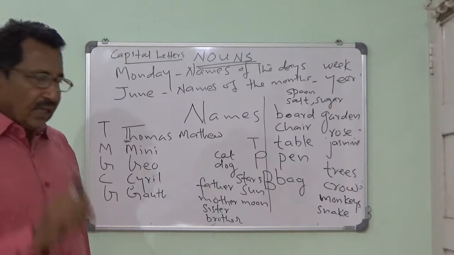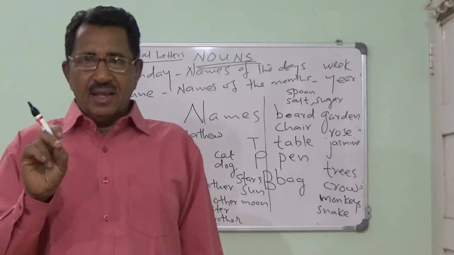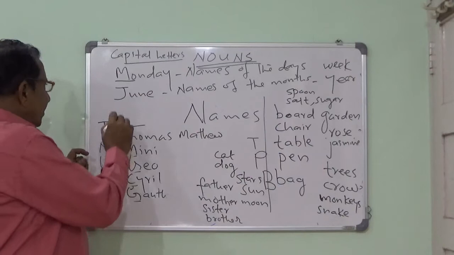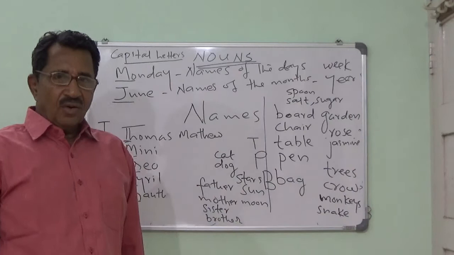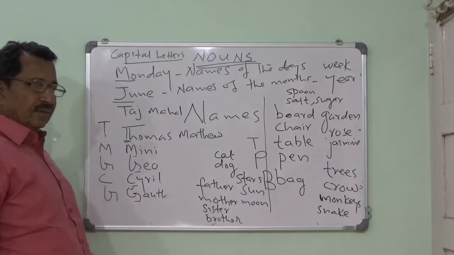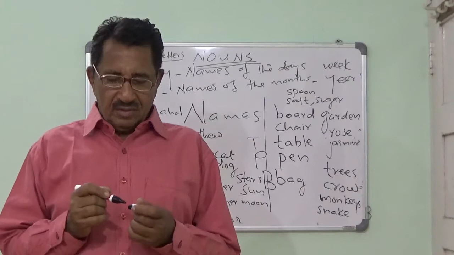So, you can see on the board, some words are written. They start with the capital letters. See this. T, M, G, C, etc. Why? Because those names are names of persons. Names of the days of the week. Names of the months of the year. Also you will find Taj Mahal written like this. Taj Mahal. Because that is the name of a very important building. This is one of the wonders of the world. Or you find Himalayas. You write like this. Himalayas.